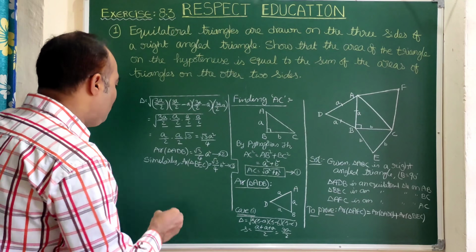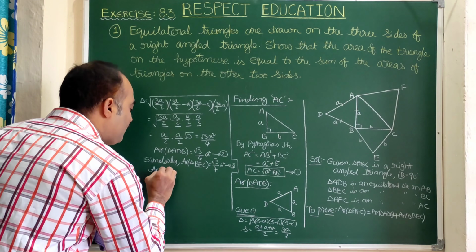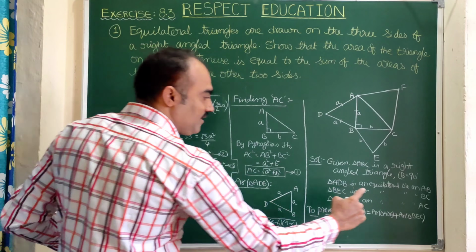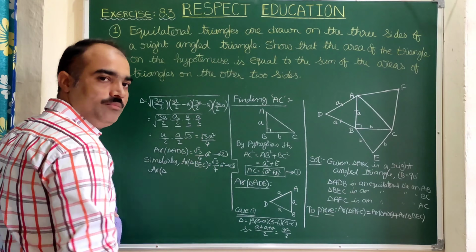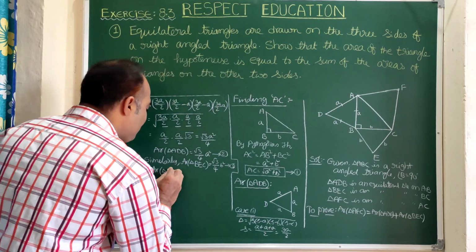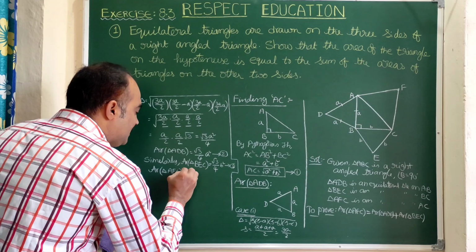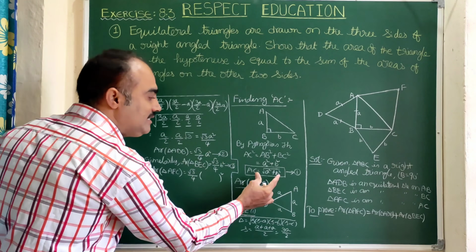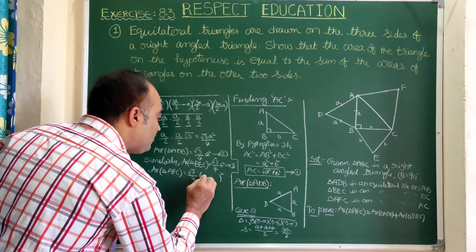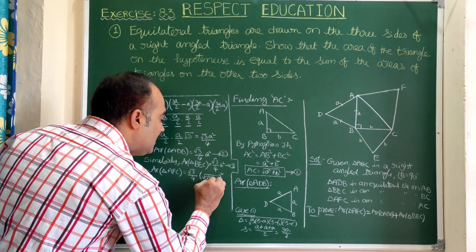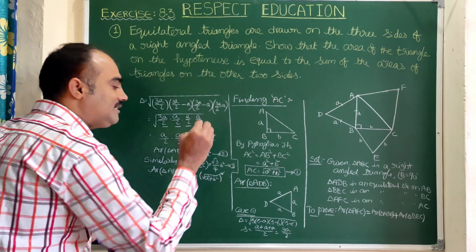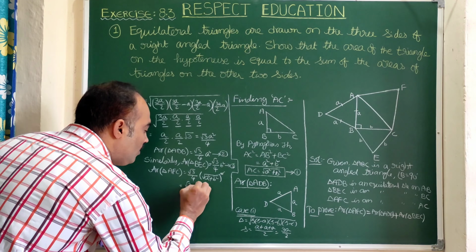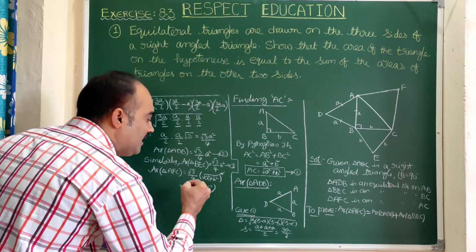Clear? Now let us consider the area of triangle AFC. See here, ADB is ready, root 3 by 4 A square. BEC is also ready, root 3 by 4 B square. Now what is the area of triangle AFC? Area of triangle AFC is equal to root 3 by 4 times its side square. For AC we have already found the side is root A square plus B square. So let us write root A square plus B square. The square and root get cancelled. So finally we get root 3 by 4 times A square plus B square.